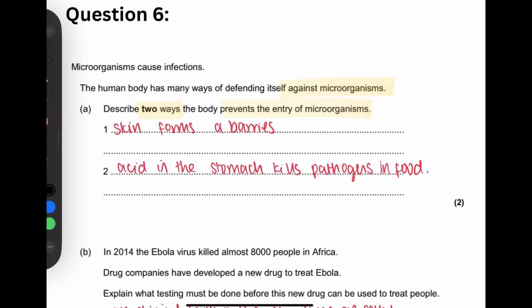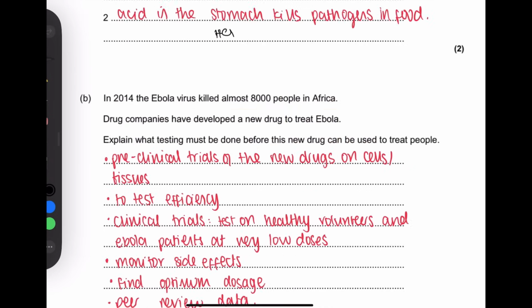The skin forms a barrier, so it doesn't allow different types of viruses to go in. Also, the acid in the stomach, HCl, kills all the pathogens and bacteria in the food. The hairs in the nose trap particles which may contain pathogens and stop them from entering through your nose. The trachea and bronchi have mucus, which traps pathogens, and the cilia in the throat prevent anything from being swallowed.